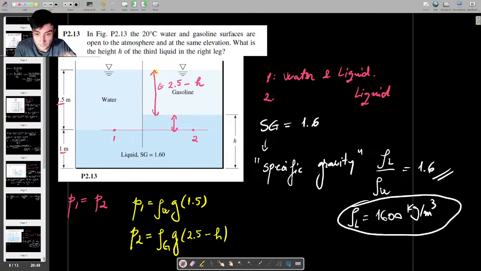Okay, plus, so now we have the liquid, so we have density of the liquid times g, and then this is multiplied by that remaining bit.